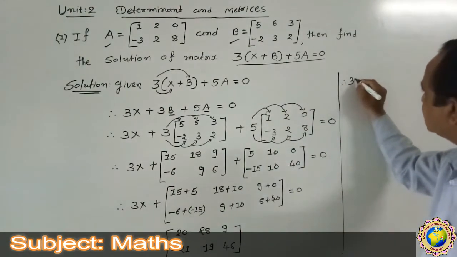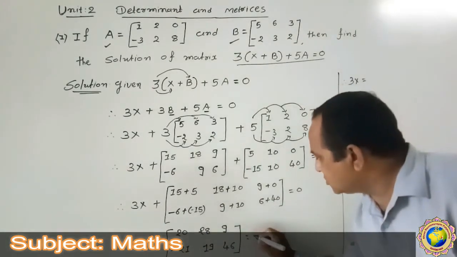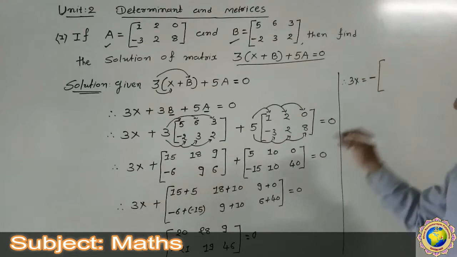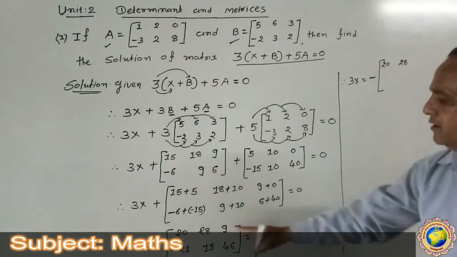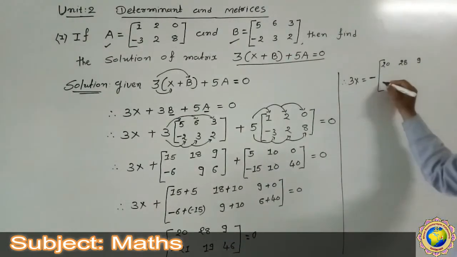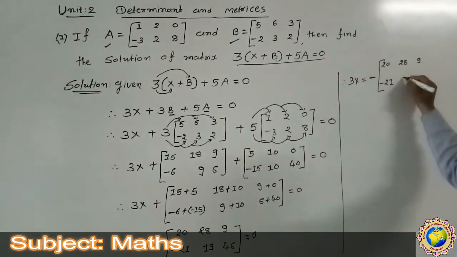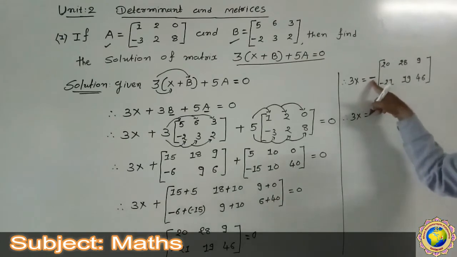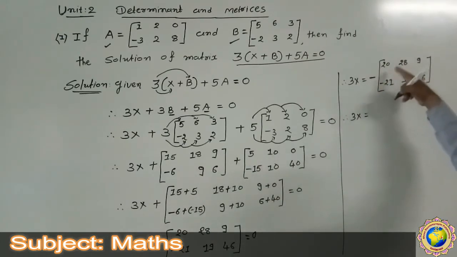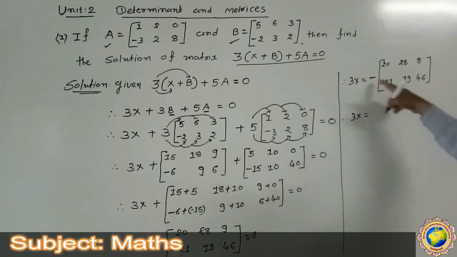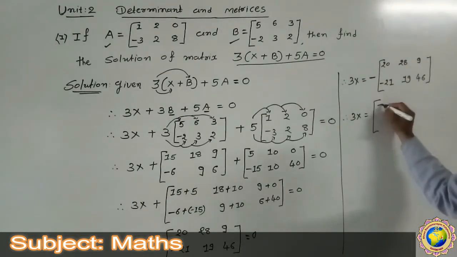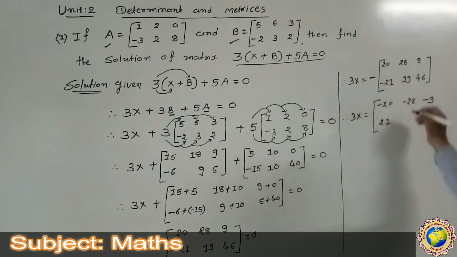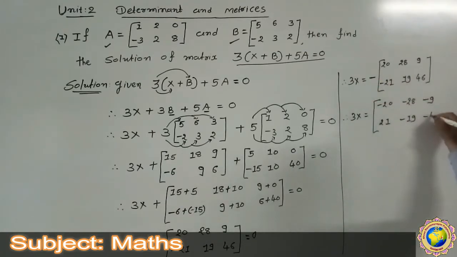So now 3X is equal to 0. So here plus, on the other side is minus. So minus [20, 28, 9; -21, 19, 46]. So 3X is equal to minus multiple of all elements: minus 20, minus 28, minus 9, minus minus 21 that is plus 21, minus 19 and minus 46.